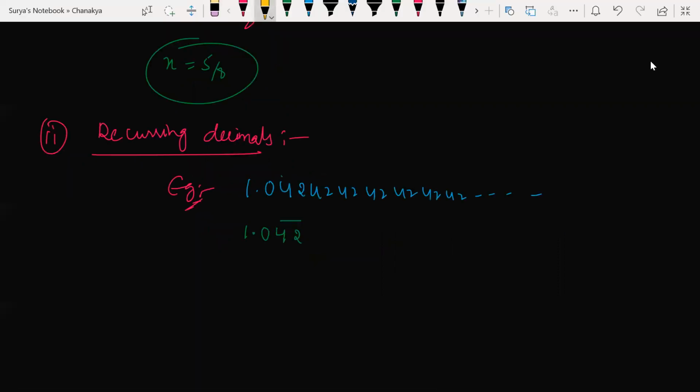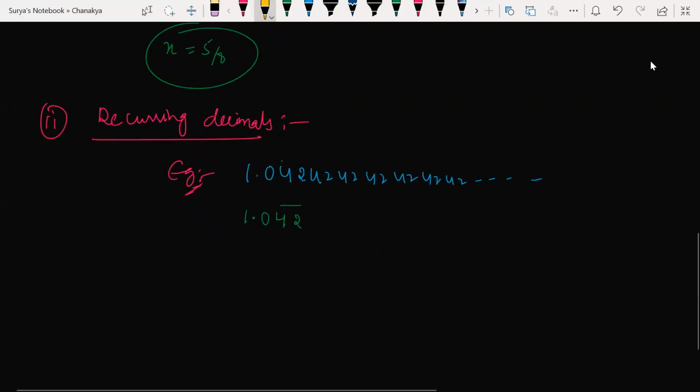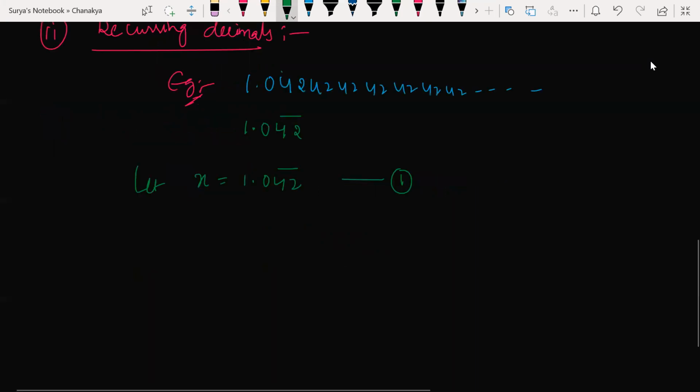So how to convert this recurring decimal into a rational number? Very simple. First of all, let's take this as x, 0.42 bar. This is the first equation.